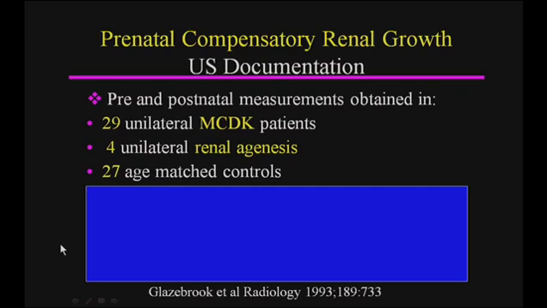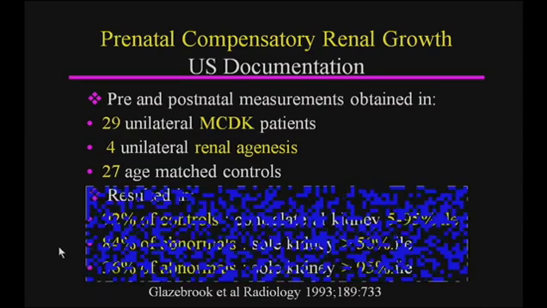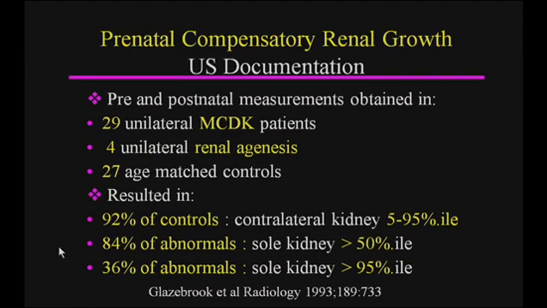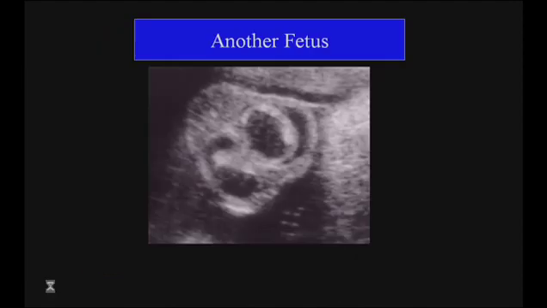Work by Glazebrook in '93 on 29 unilateral MCDK patients and their contralateral kidney, and 4 unilateral renal agenesis patients and 27 age-matched controls, indicated that 92% of controls had a contralateral kidney of the 5th to 95th percentile, but 84% of abnormals had a solitary kidney greater than the 50th percentile, and 36% of abnormals had their solitary normal kidney at greater than 95th percentile. This information indicates that there is compensatory renal growth even in prenatal life. We know about it in the young who, when losing a kidney, the other kidney will compensate. This article proved prenatal compensatory renal growth.